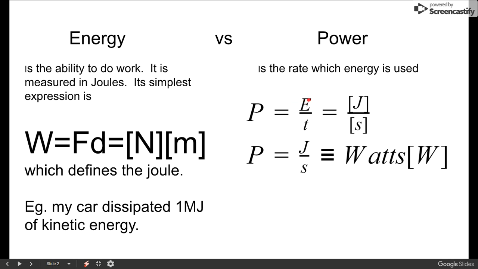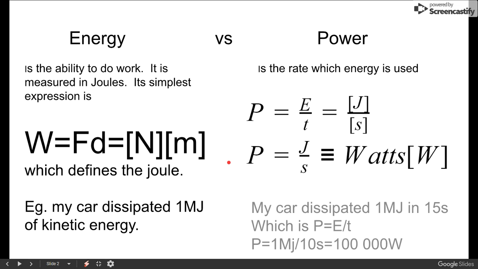We take our energy, divide by time. That is in joules per second. And what causes confusion is that joules per second has been given the definition watt. My car dissipated 1 million joules in 10 seconds, which, when we calculate power as energy over time, we get 1 megajoule in 10 seconds. That works out to 100,000 joules per second, which we call 100,000 watts.